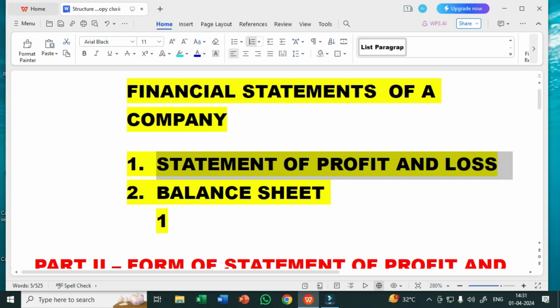And the second objective is to provide information about the earning capacity of the business. Earning capacity depends on economic resources. If economic resources are sufficient, then it will indicate the business has good earning capacity. And for this, the statement of profit and loss and balance sheet together indicate the earning capacity of the business.